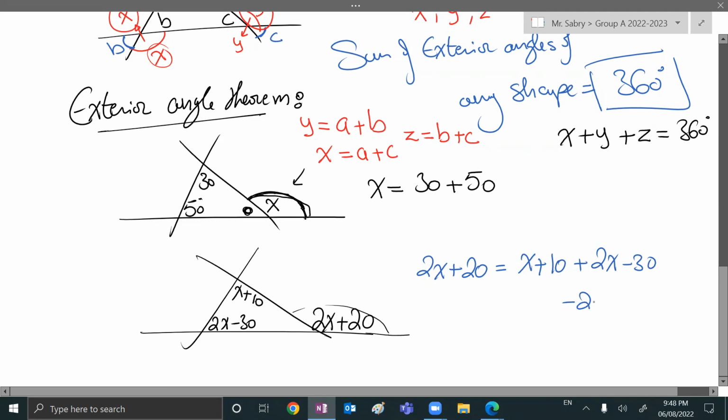You have here negative 20. You have here 3x, adding like terms. Then I'll move the 2x towards the 3x and the negative 20 over there. So x will be equal to 40. This is the value of x. If they wanted me to find the value of this angle specifically, I would have substituted x with 40 plus 10, for example. If I wanted the other one, it would be 40 times 2 minus 30, and so on. Makes sense? Yes or no?